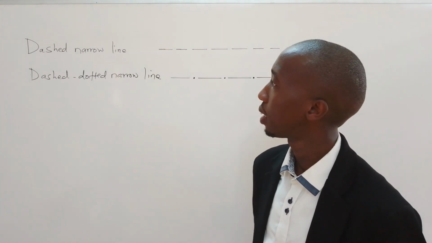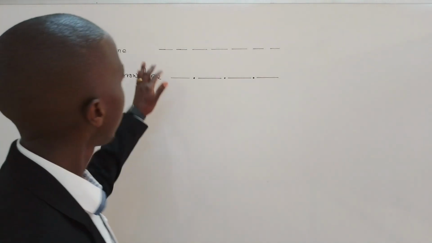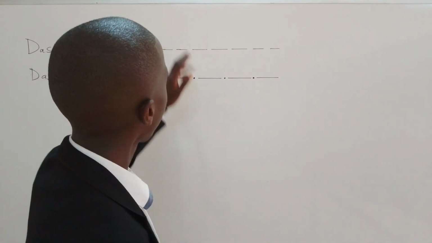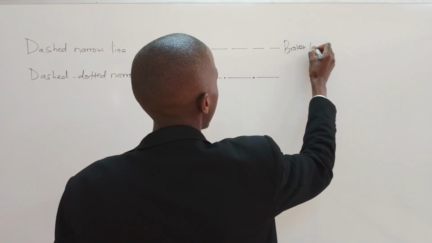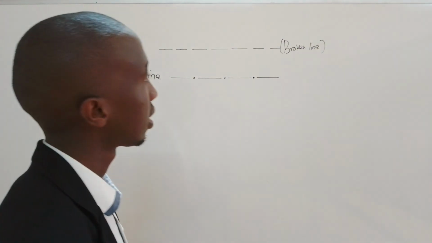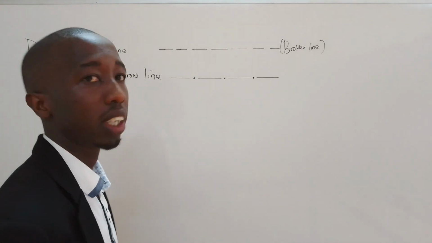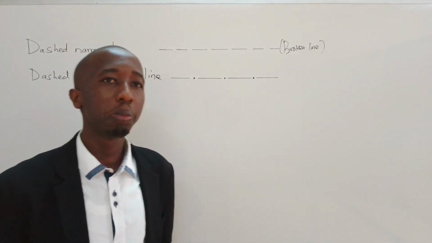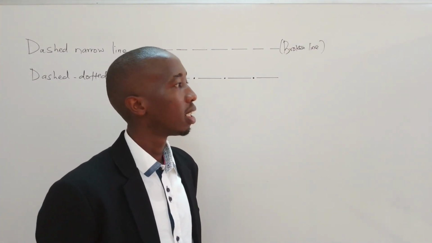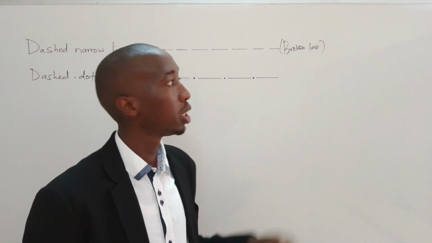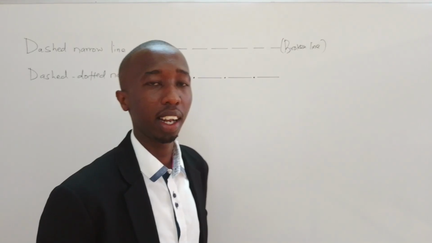Now, I will deal with line number one. This line is called the dashed narrow line. And as the name suggests, it is a broken line. So we can term this as a broken line. The line is continuous, but broken. The purpose of this line is to show hidden lines. Hidden lines means when you have a line on the other side of a drawing which is not visible, we shall represent that line using this dashed narrow line or broken line.